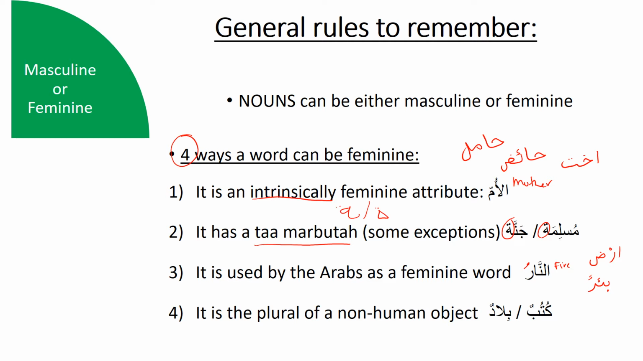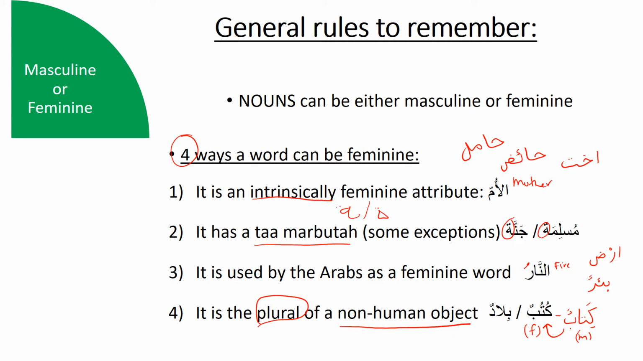And number 4 is the fourth way a word can be feminine: if it is the plural of a non-human object or a non-human thing. So for example, kutubun. Kutubun is the plural of kitab. Now kitabun is a masculine word, okay? But when you make it into plural, it becomes feminine. Kutubun. Because why? It is the plural of a non-human object. Kitab is not a human, obviously, and it's not a human attribute either. It's an object. So when it becomes plural, it becomes feminine.